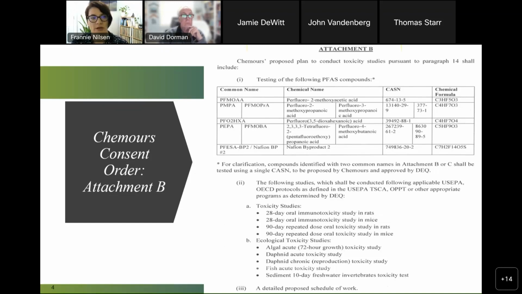These are also required to be conducted following EPA or OECD protocols as defined by the Toxic Substances Control Act or the Office of Pesticides Protection, I can't remember what the other letter stands for, or other appropriate programs as determined by DEQ. And so DEQ is very involved in the review of this work and making sure that everything that is going to happen provides data we can use and also that the rest of the concerned community can use.